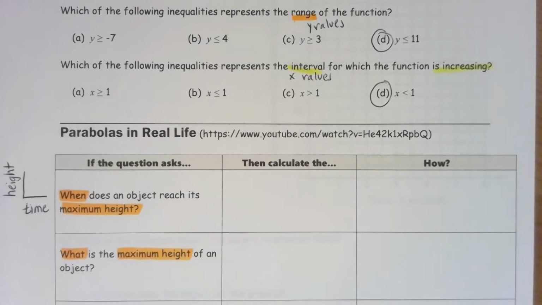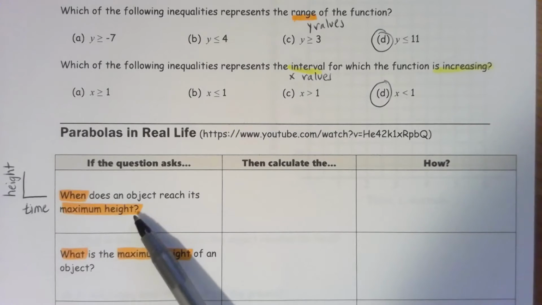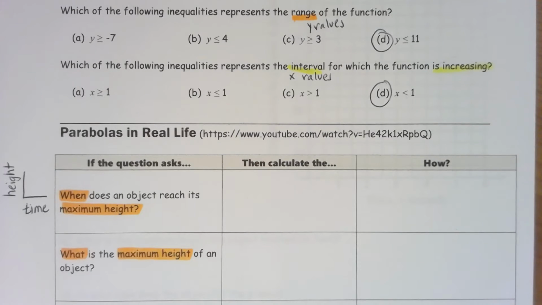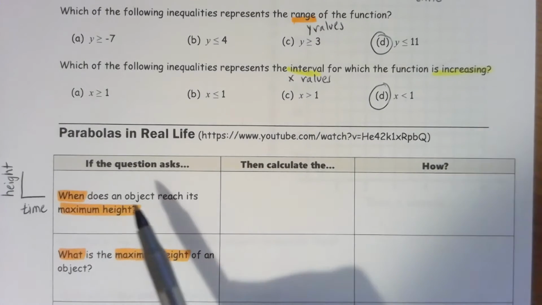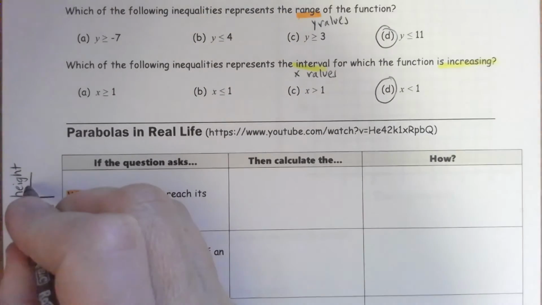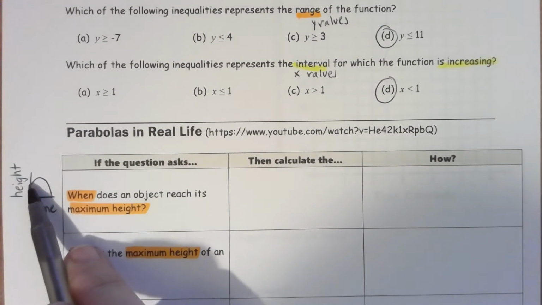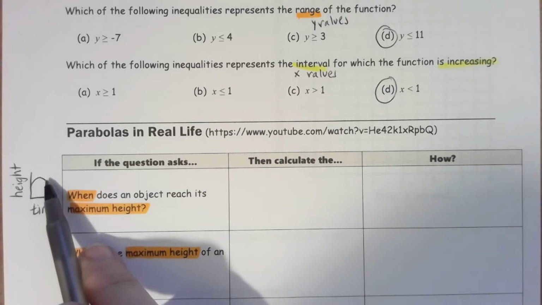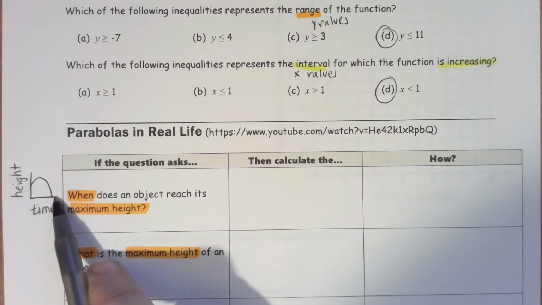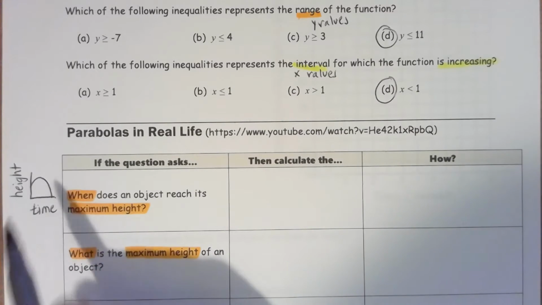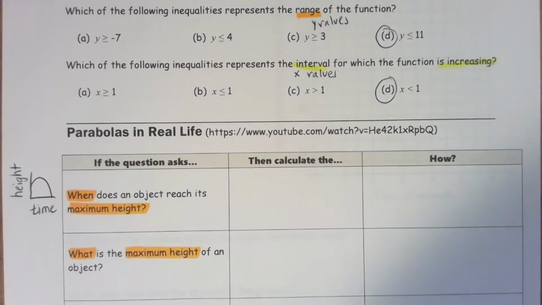Now we're going to talk about some questions you're asked about a parabola and a situation in real life. So when we're looking at a parabola, usually we're talking about an object that goes up in the air and then gravity forces the object down until it finally touches the ground. And that's going to involve three key points.